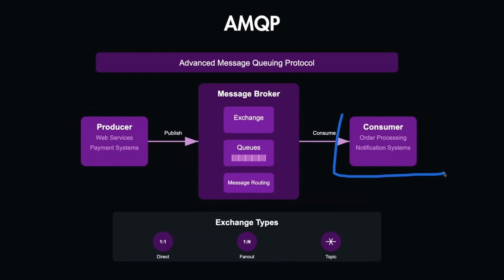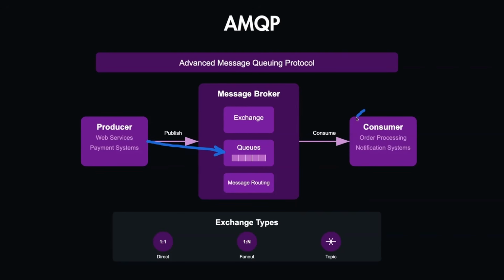And on the other side, you have the consumer, which can be the processor of the payments or notification systems and stuff like that. So the producer publishes messages to the message broker, and here is where you have the Advanced Message Queuing Protocol. You have queues in the middle. Let's say one of these queues is for order processing. So whenever a new order has been placed, the producer publishes a message to this queue.